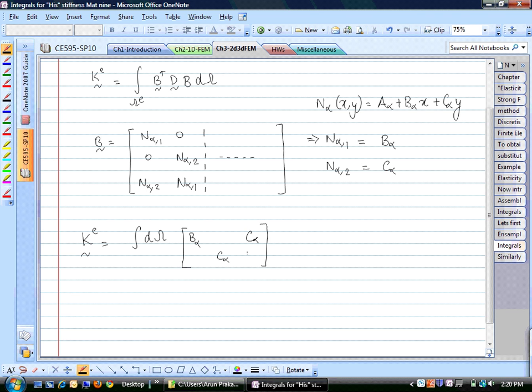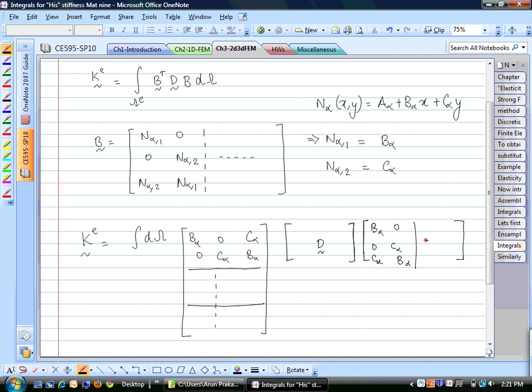And this would be C alpha, B alpha, 0, 0. And this would continue for all the 3 nodes. Let me write this like this. This is node 1, node 2, and node 3. And similarly, we would have the D matrix, and we would have B alpha, 0, 0, C alpha, and you would have C alpha, B alpha. This matrix would continue like that.